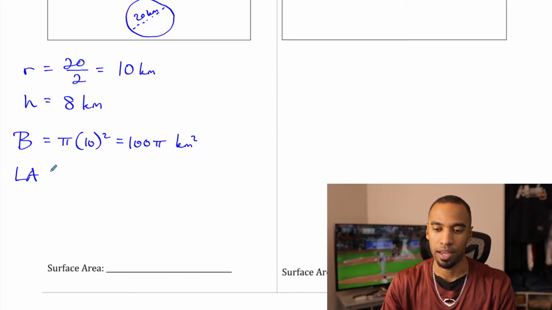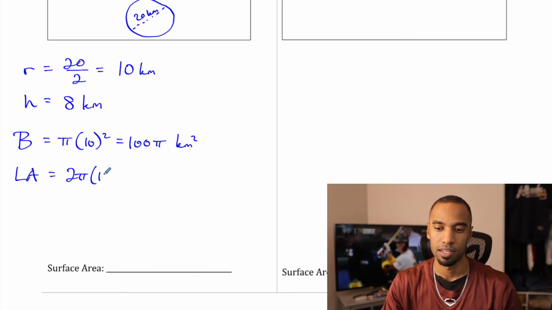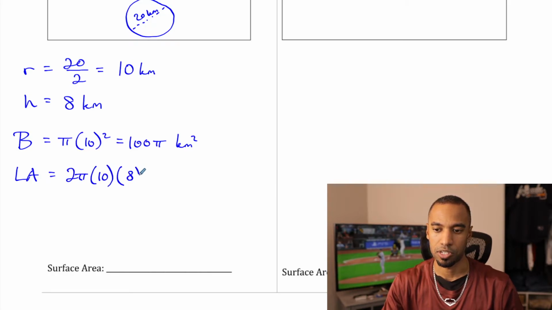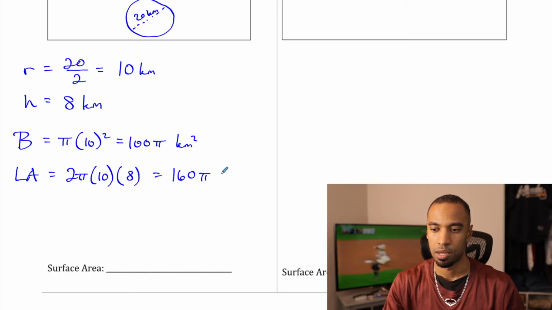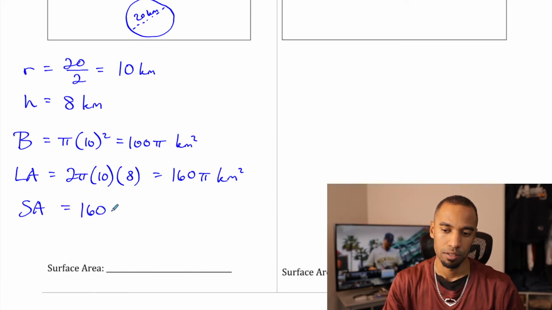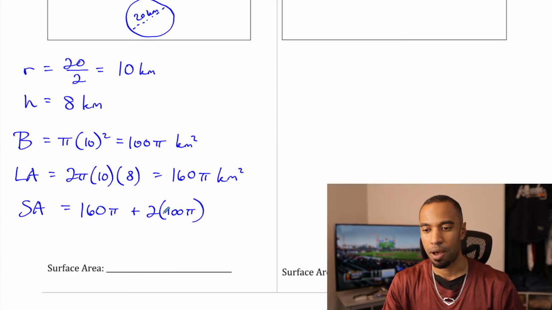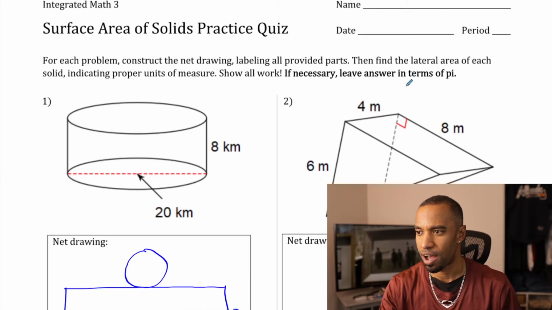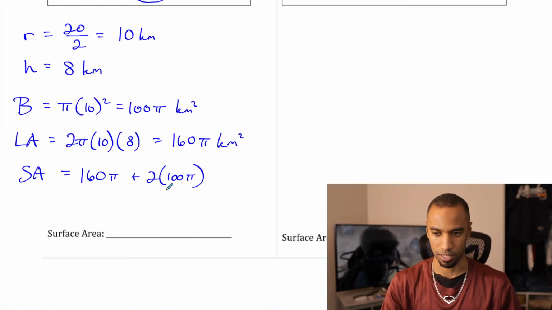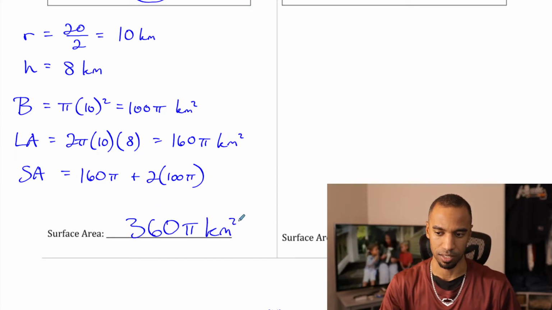This lateral area is 2 pi r, the circumference of it, times the height. So 2 pi times 10 times the height, which is 8. 2 times 10 is 20. 20 times 8 is 160. We get 160 pi square kilometers. And so your surface area is going to be LA plus 2B. 2 times 100 pi. So 160 pi plus 200 pi. We're doing it in terms of pi. So in terms of pi here, that's going to be giving you 360 pi square kilometers exactly.